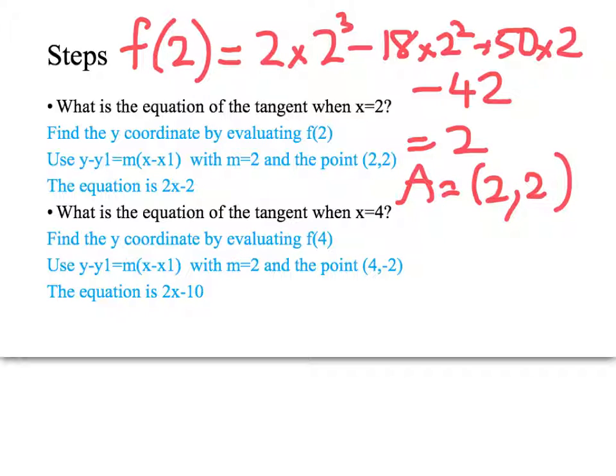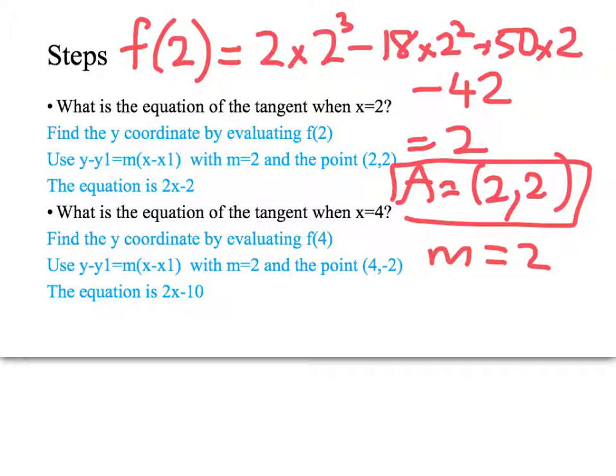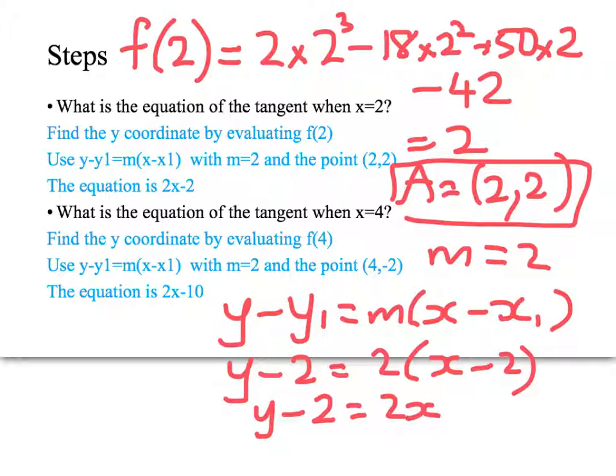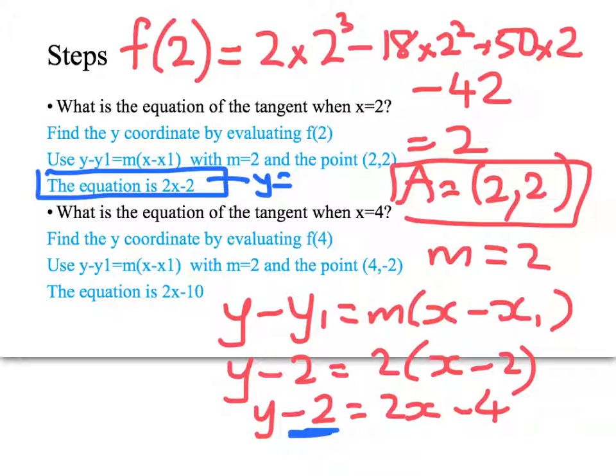Right? But now we've got this point, and we know the gradient is 2, so the equation of the line will be y minus y1 equals m times x minus x1. So everything's a 2 in here. y minus 2 is equal to 2 times (x minus 2). y minus 2 equals 2x minus 4. Right, and once we take this 2 to the other side, we get this for the answer. The equation is y equals 2x minus 2.